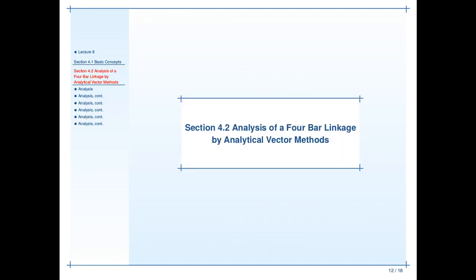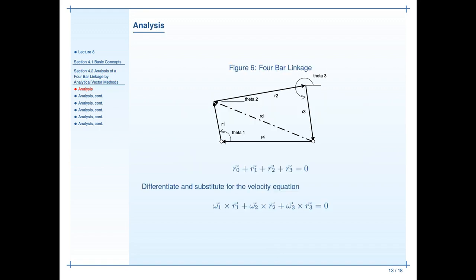Now let's see how we actually use these things to analyze a 4-bar linkage by analytical vector methods. So here's our familiar 4-bar linkage. We have our fixed link, our crank, coupler, and rocker, and we know that if we add the vectors which make up this figure together, they sum to 0. If we differentiate it and substitute for the velocity equation, we again sum to 0, throwing out our fixed link, which isn't moving, so it has no first derivative for velocity.